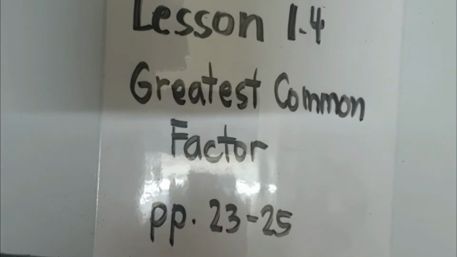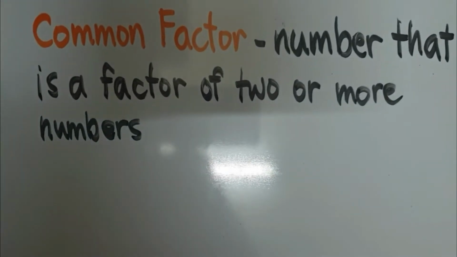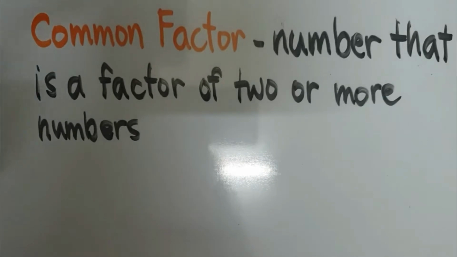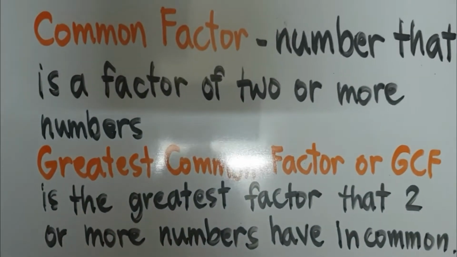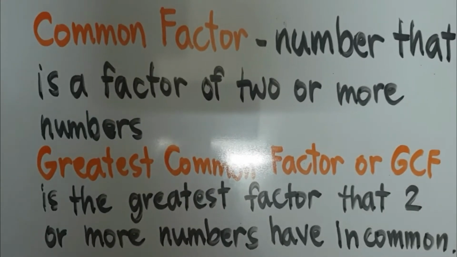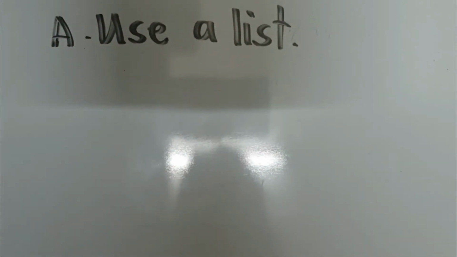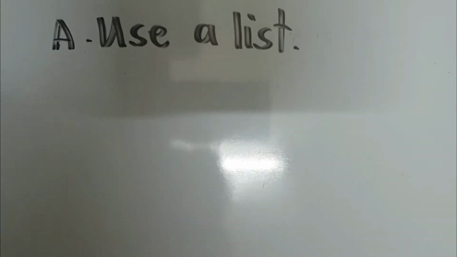Lesson 1.4 Greatest Common Factor. A common factor is a number that is a factor of two or more numbers. And the greatest common factor, or GCF, is the greatest factor that two or more numbers have in common. There are also different methods that can be used to find the greatest common factor of numbers, and one of those is by using a list.